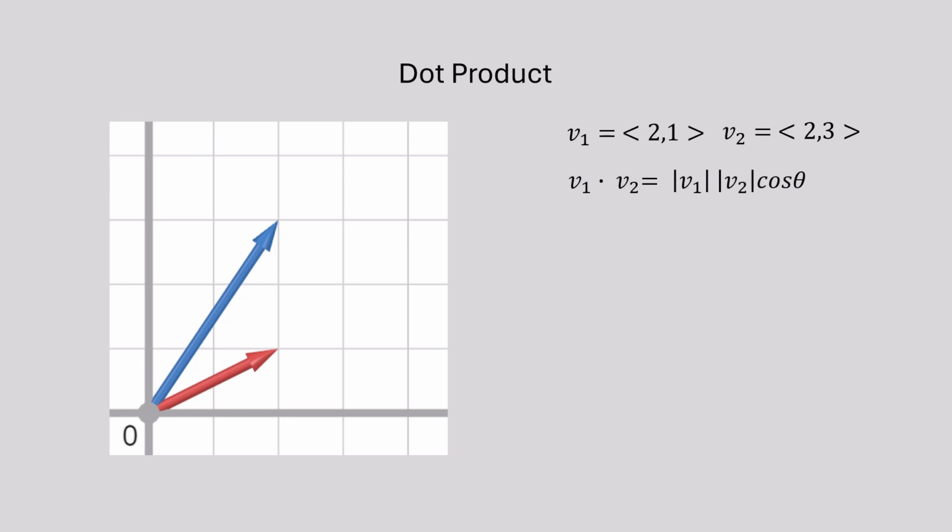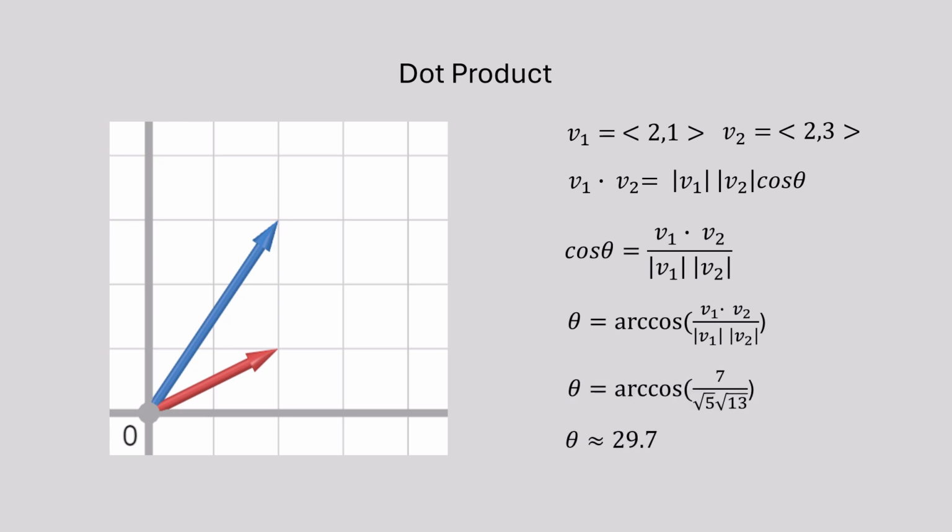The dot product is also equal to the multiplication of their magnitudes and the cosine of the angle between them. This formula can be used to find the angle between the vectors. To do so, first let's solve for theta. After you calculate the dot product and the magnitudes of the vectors, you put them back into that equation, and we see that for this example, we get an angle around 29.7 degrees.